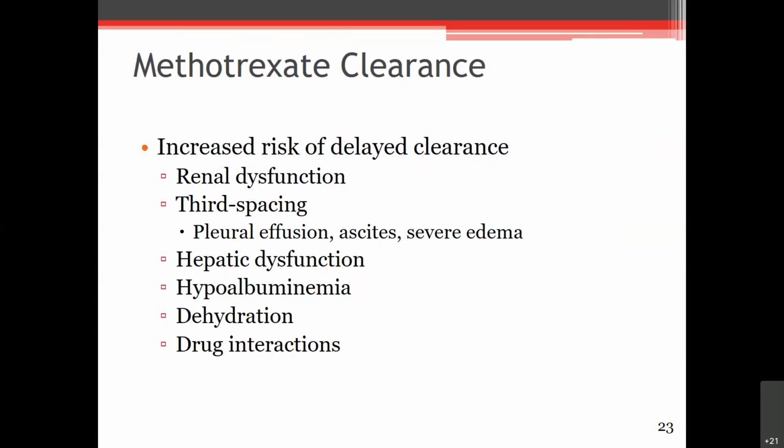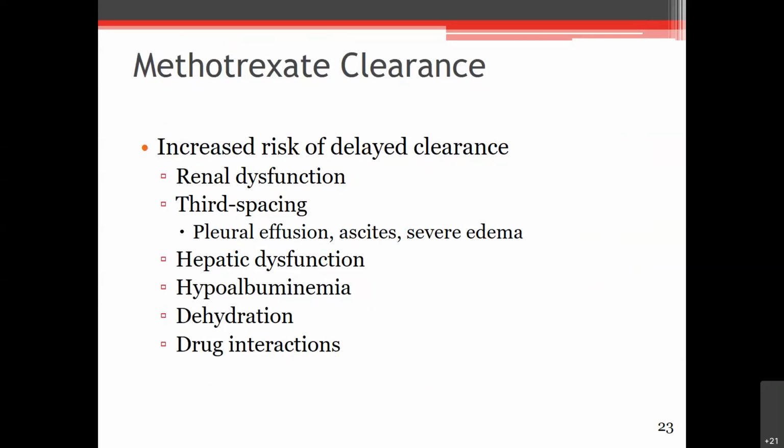As most of you are probably familiar with, there are many different factors that increase patients' risk for having delayed methotrexate clearance. So renal dysfunction, which we already mentioned, third spacing, so if patients have pleural effusions, ascites, severe edema, the methotrexate can accumulate in that fluid and then takes quite a while to clear.